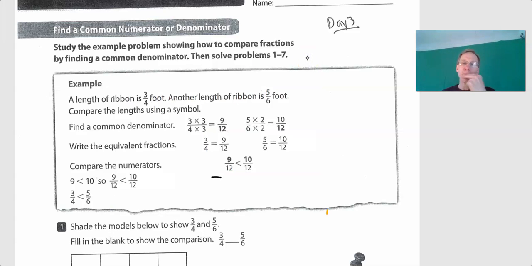Okay, hi fourth grade. If you weren't able to come to the meeting where we went through this lesson, this video will help. So what we're doing is we are comparing fractions.